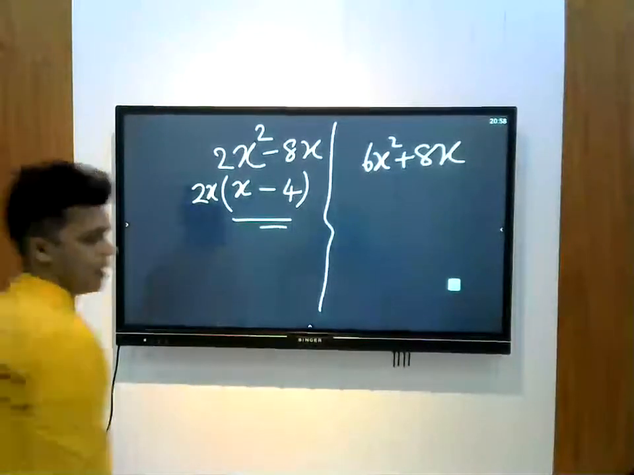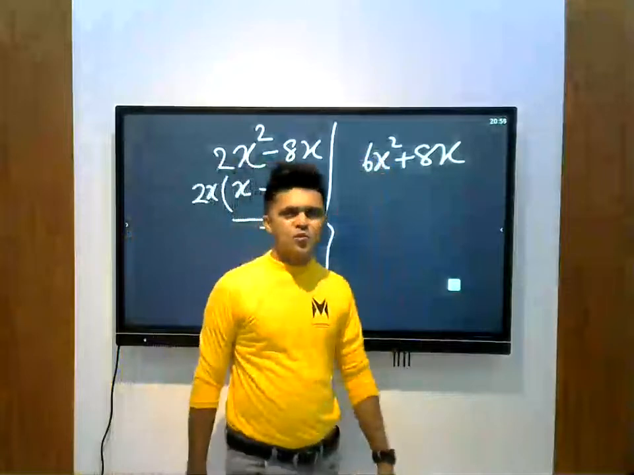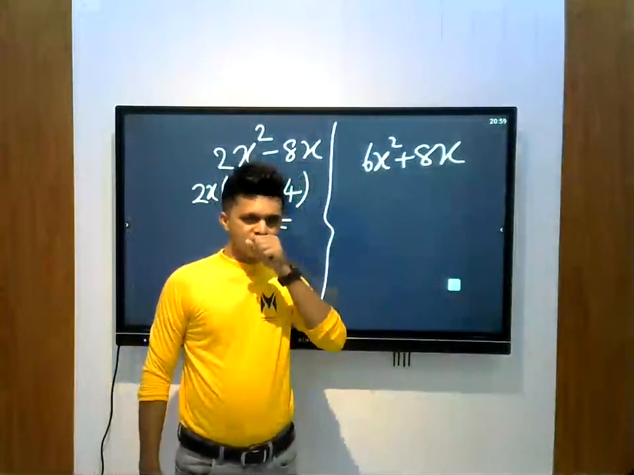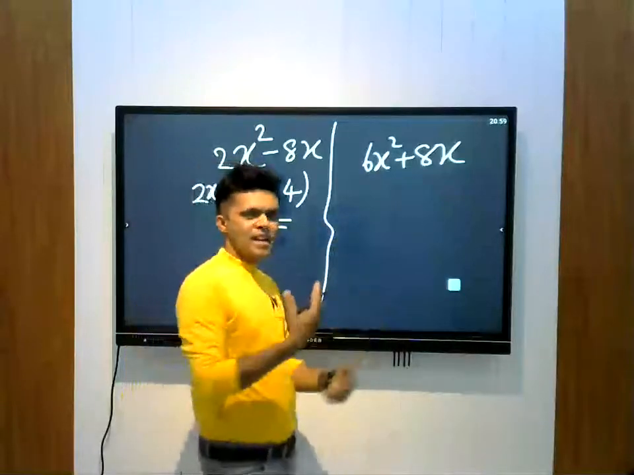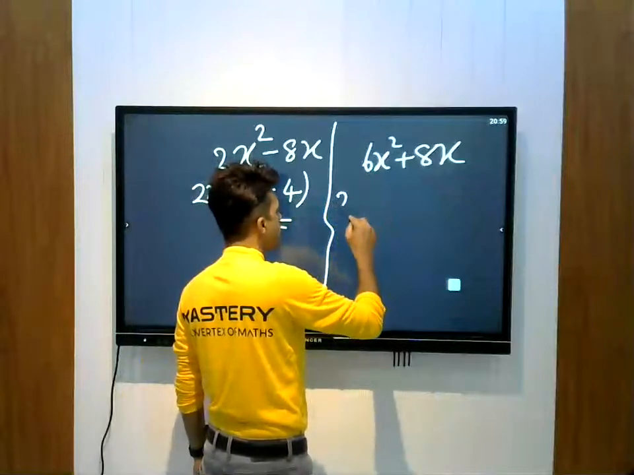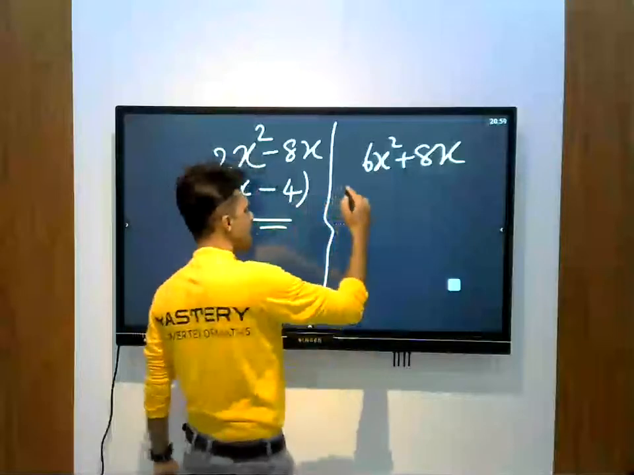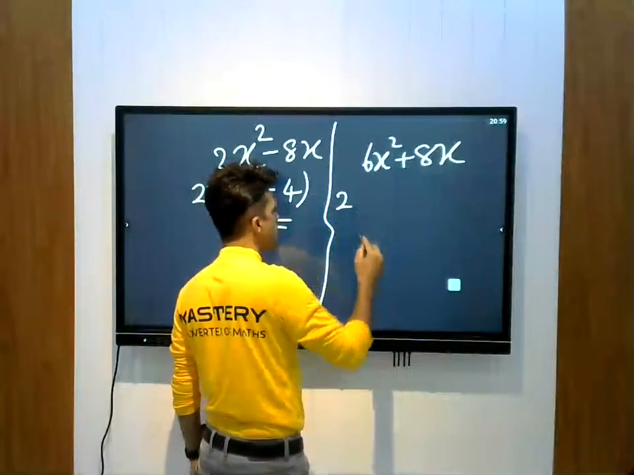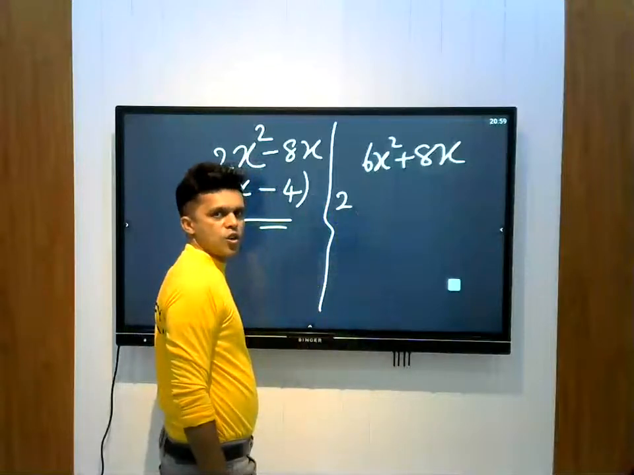Okay, did you do this sum? Yes, 6 is a multiple of 2, 8 is a multiple of 2. Then you can take 2 as the common factor.